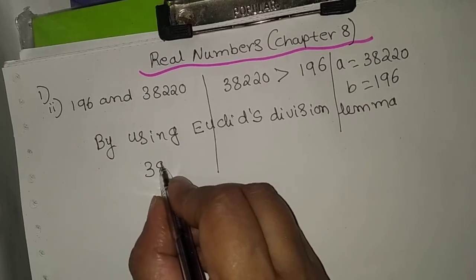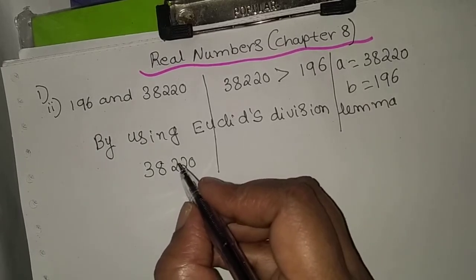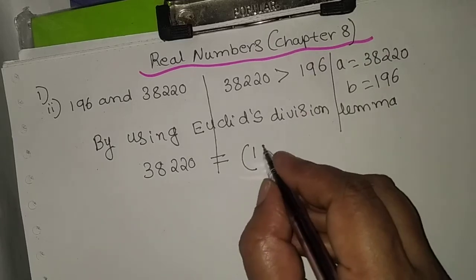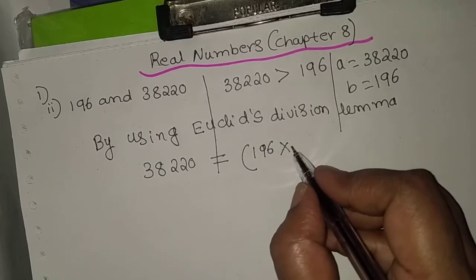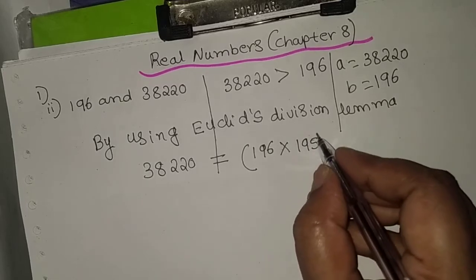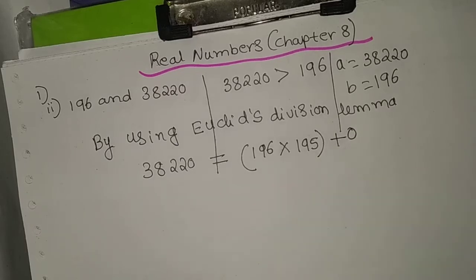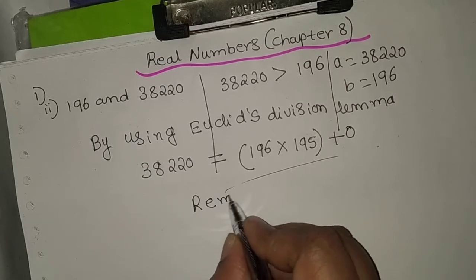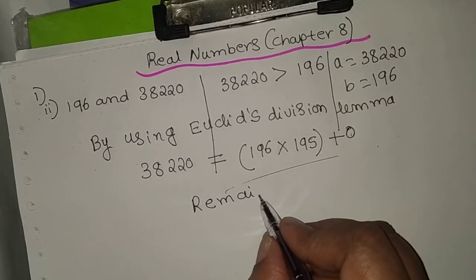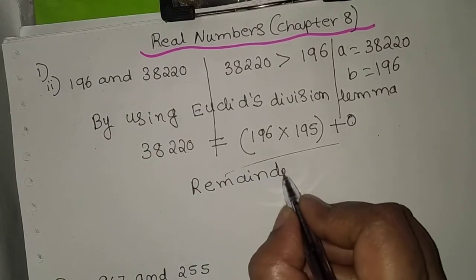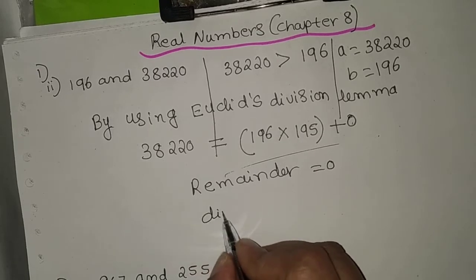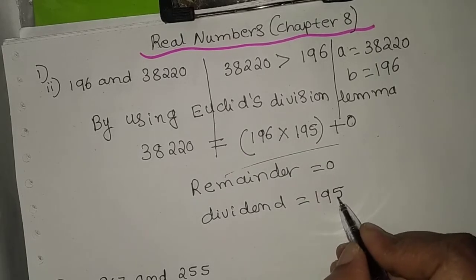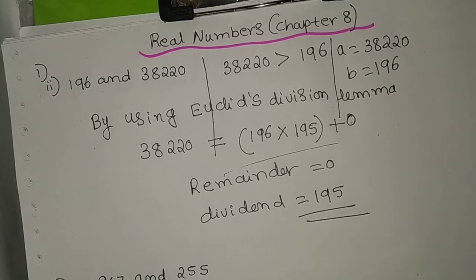Now we write the greater number on this side. This is equal to 196 into 195 plus a remainder of 0. So here there is only one step and we apply it only once, because we directly got the remainder as 0. So the remainder is equal to 0, and the answer is 196. Only one step and it is very easy.